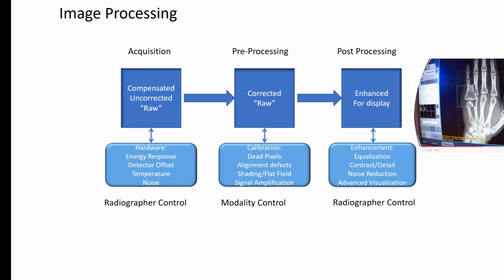After the data has been acquired, we need to do pre-processing. This is where we get rid of all the extraneous data that we don't need, clean up the bad pixels or dead pixels and other defects, and use our histogram to get the contrast and density off of the data for creating the image that we would like to display. After the image has been displayed, we can enhance that image either by using equalization, different filters, contrast and detail, noise reduction, or advanced visualization techniques like annotating the demographics on the image, etc.